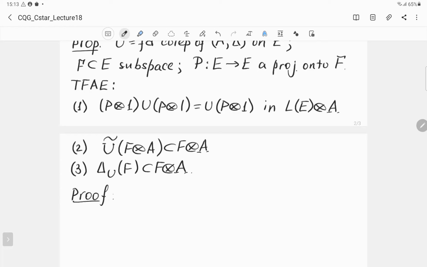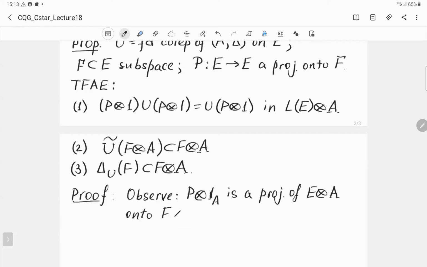Well, the proof is very easy. First of all, let's observe the following. We observe that if you take the tensor product of P and the identity map of A, then this operator is a projection of E tensor A onto F tensor A, simply because P projects E onto F.